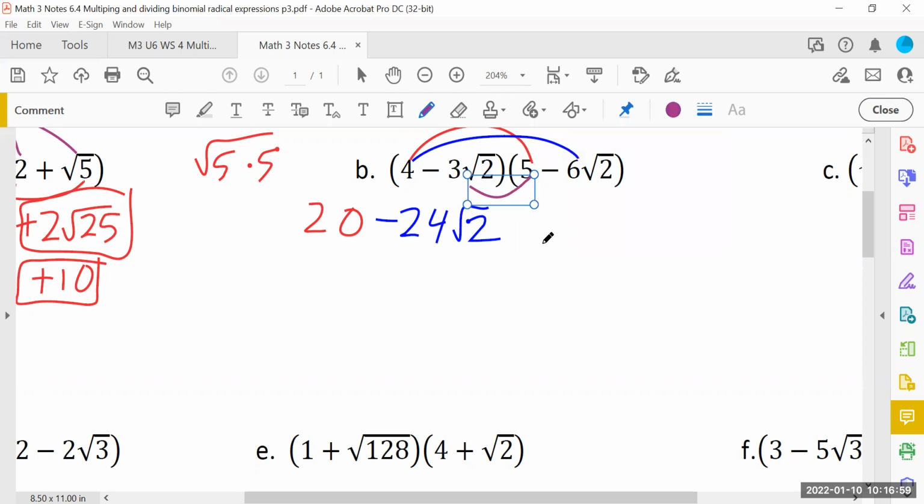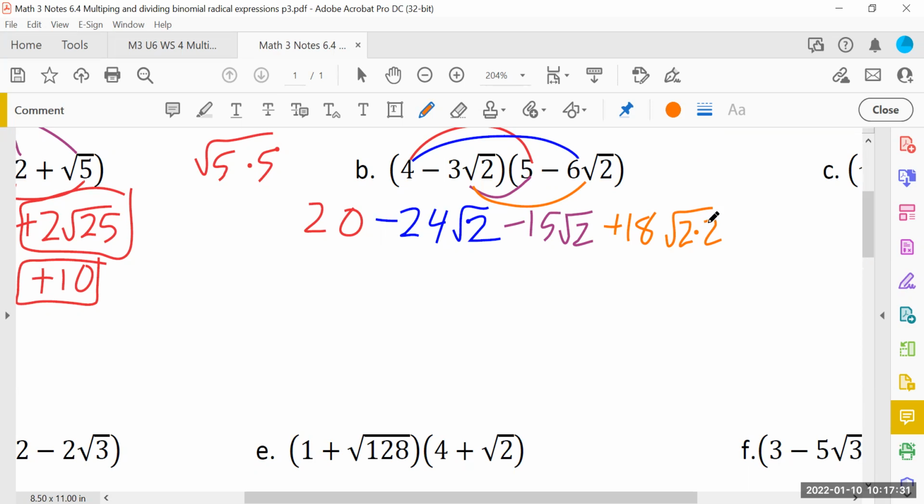Then 3 root 2 times 5. -3 times 5 is -15 root 2. And then last but not least, 3 root 2 times -6 root 2. -3 times -6 is +18. And then root 2 times root 2, you could do root 4, root 2 times 2. Distributive property, 4 little multiplications.